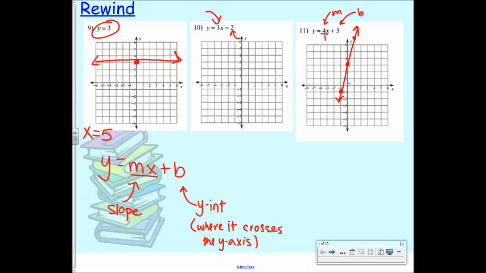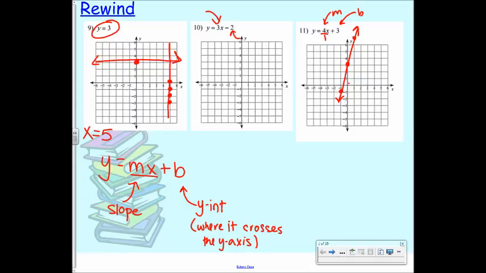Brendan, what do you think? It's similar. Alejandra? Yeah, it's a vertical line. All right, because there is an x, so if I say x equals 5, that means x equals 5 right here, right here, right here. X is always 5, so it makes a vertical line.